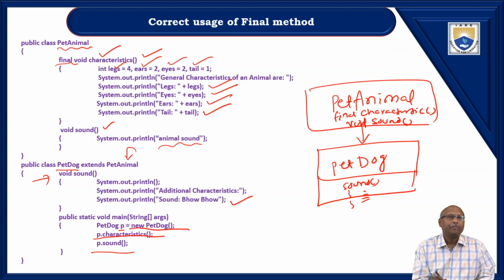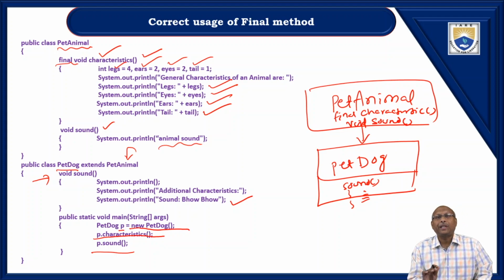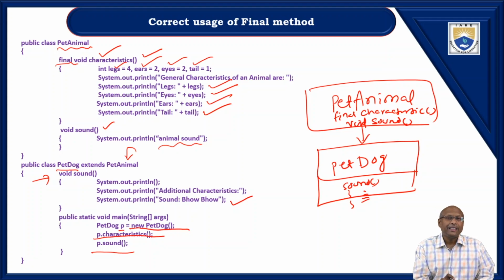So here my method is final. Which method? The characteristic method is final. You cannot modify. Whereas sound is non-final. You can modify. So sound can be modified. So whenever the application demands some data should be fixed, it should not be changed, then go for final.